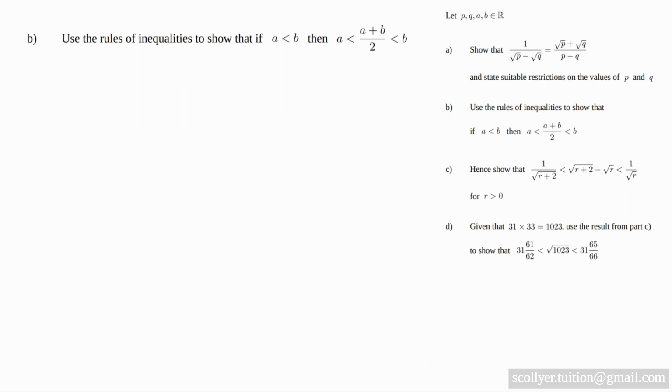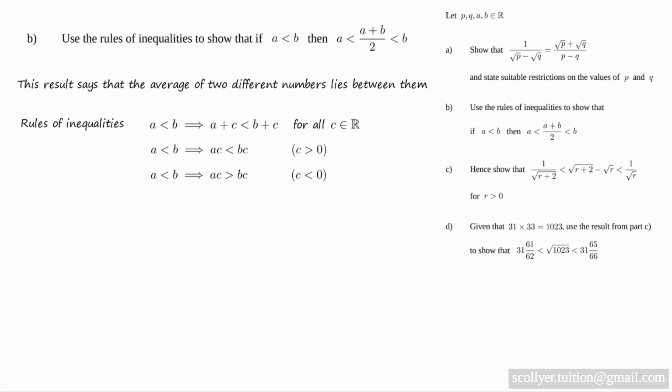Part B. Use the rules of inequalities to show that if A is less than B, then A plus B over 2 lies between A and B. And this is a result that you should already know. It says that the average of two different numbers lies between both of them. We have to show this result by using the rules of inequalities for real numbers, and I've stated them here.